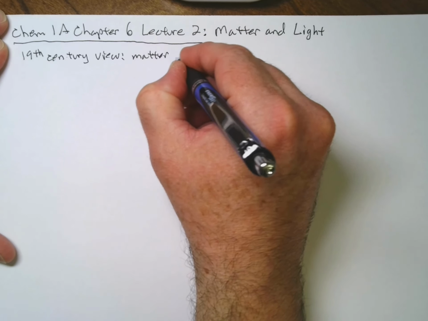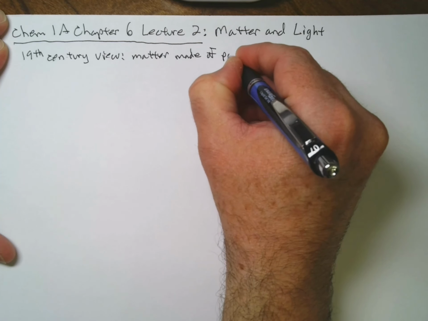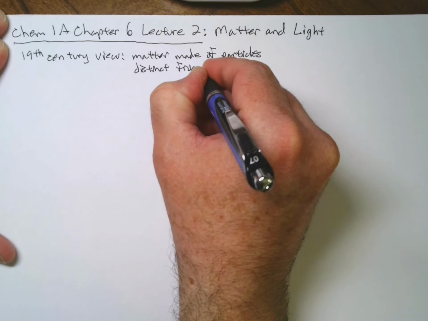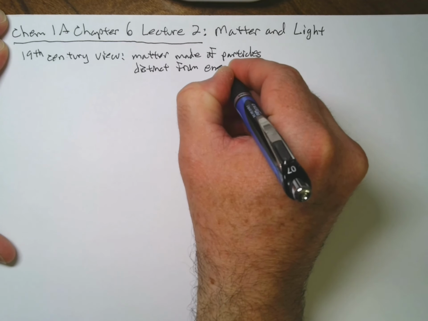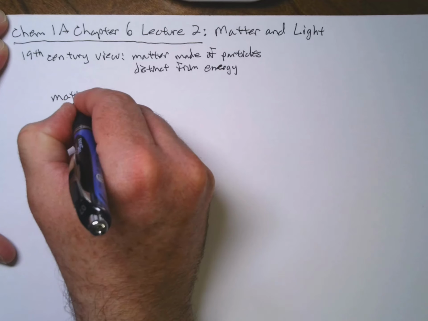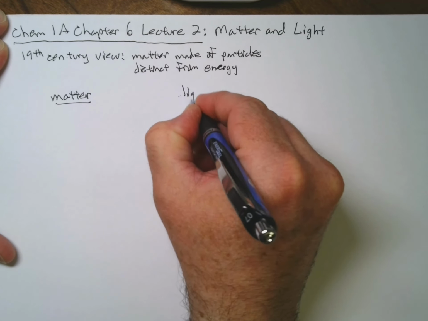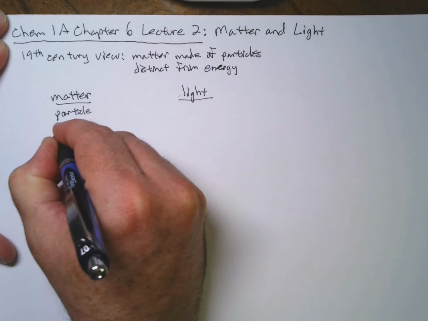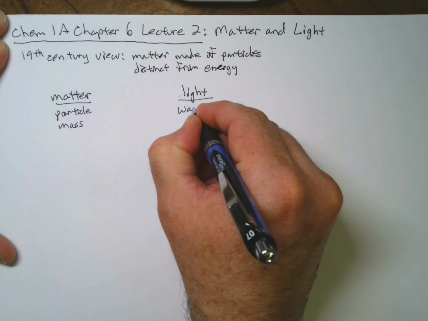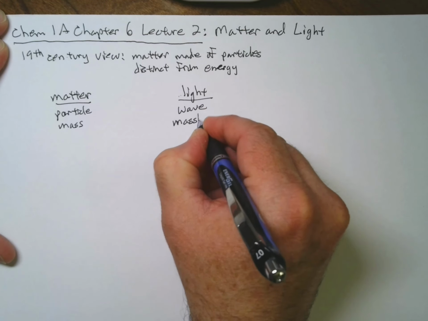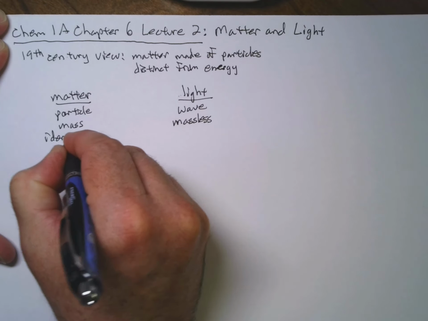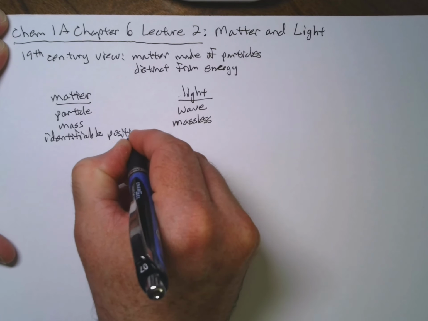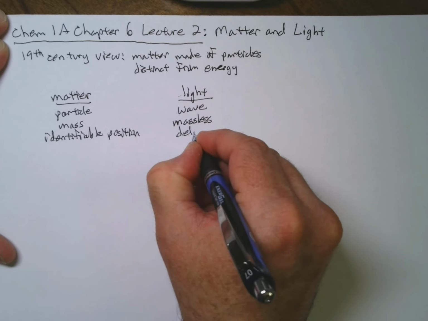and was distinct from energy. So if we have matter on one hand and light or electromagnetic radiation on the other, matter is a particle and thus has mass, whereas light is a wave and is massless. And then matter also has an identifiable position, whereas light is delocalized.